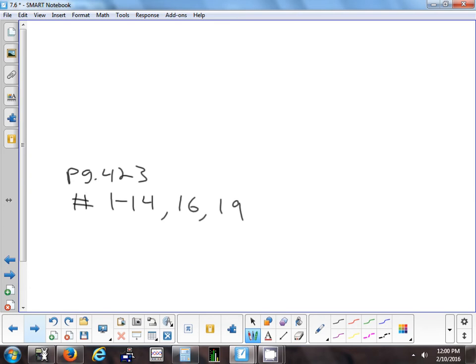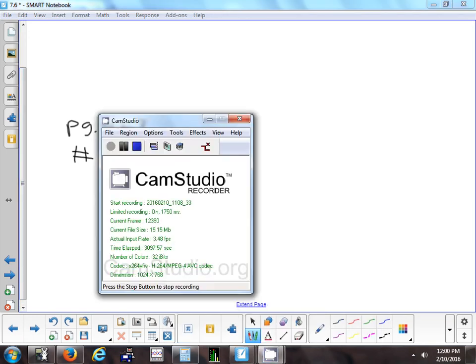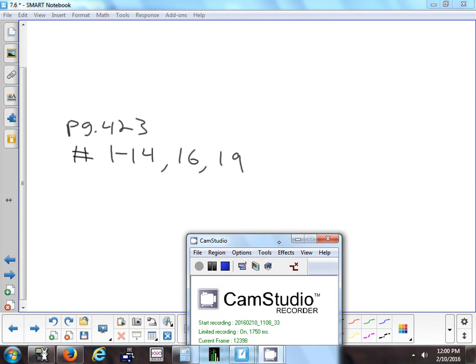All right, so the homework is on page 423, 1 to 14, 16, and 19. Okay, we'll go over that tomorrow. This finishes up Chapter 7. Tomorrow we'll start Chapter 8. Chapter 8, first section, extremely easy section. We should have time at the end of class to review for the test.